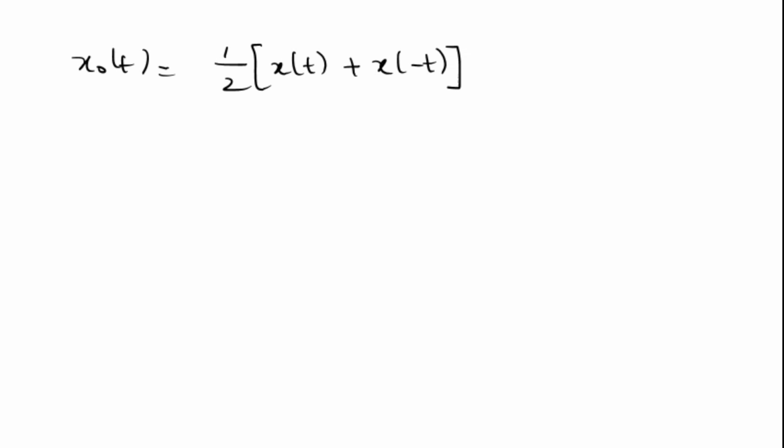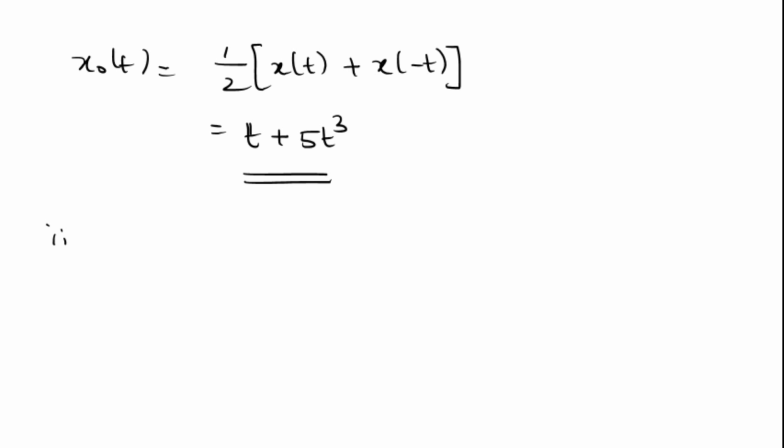Similarly, x odd of t is equal to half into x of t plus x of minus t, which is equal to t plus 5 into t cube.